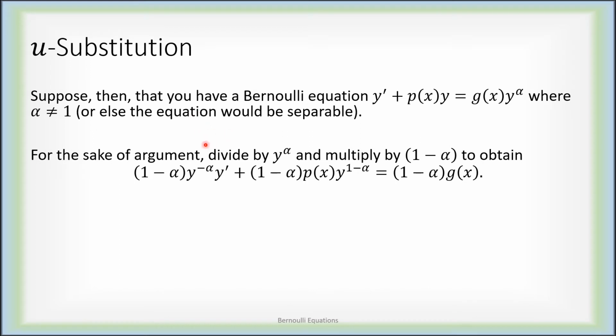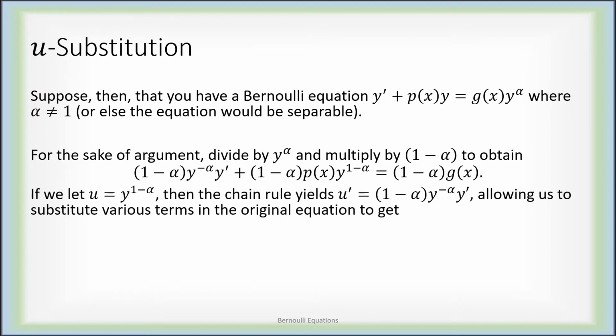Okay, so I divided both sides by y to the alpha. So here I just have a y to the minus alpha. This term already had y to the first, so we now have y to the 1 minus alpha. On the right, we canceled out y to the alpha. And then I multiply everything by 1 minus alpha, and we have something that looks significantly worse. But we're going to do the substitution u equals y to the 1 minus alpha.